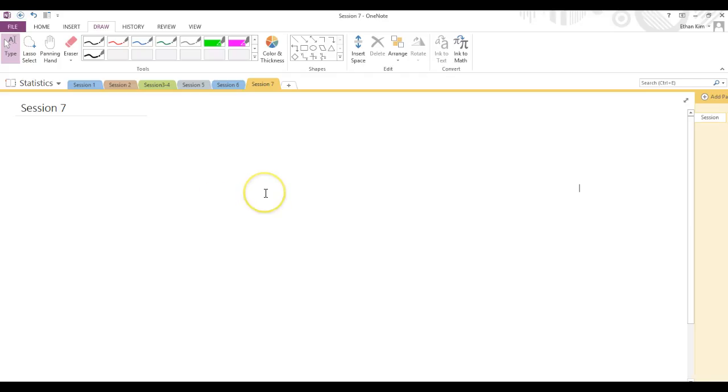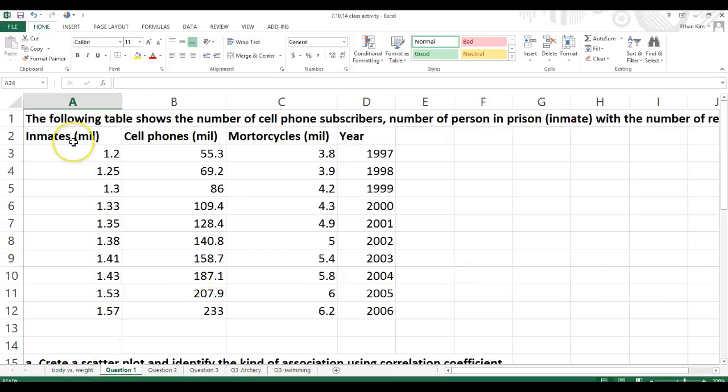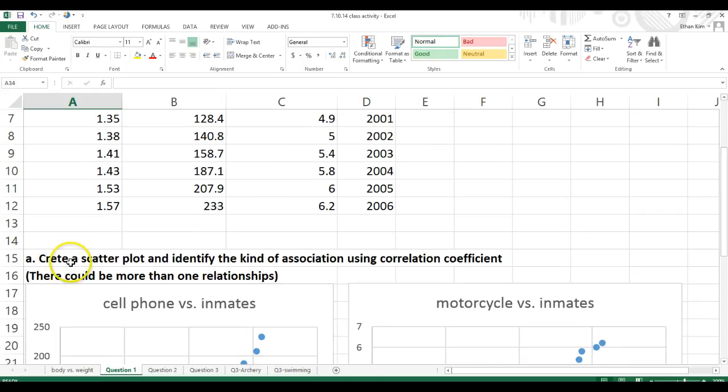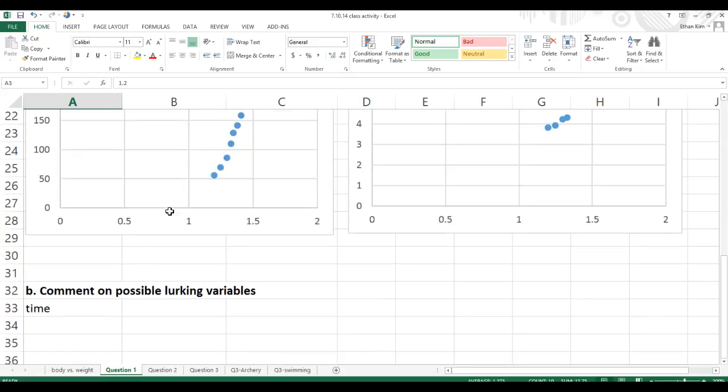Let's start with the homework to refresh our memory just a little bit. This was the first question: the following table shows the number of cell phone subscribers, number of persons in jail, and number of registered motorcycles, and we also have the year. First you were to create a scatter plot and identify the kind of association using the correlation coefficient. There could be more than one relationship. I gave you a little hint that the number of people in jail, the inmates, is on the y-axis, meaning this is the output. So we can use either this or the year as the variable, and this is how it looks.